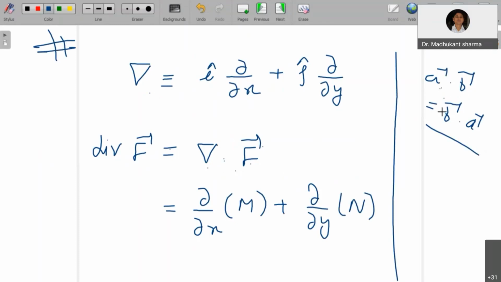These are constant vectors. So this way also the dot product will give the divergence if you introduce one more dimension here, plus k cap ∂/∂z. You can go for divergence of a vector field in space. You can also define that.